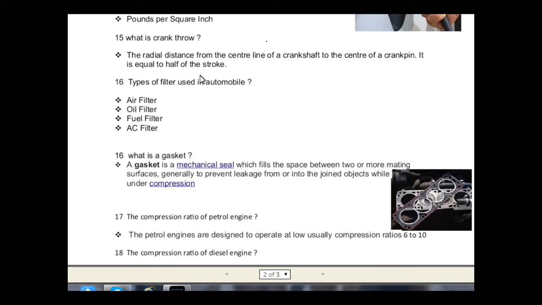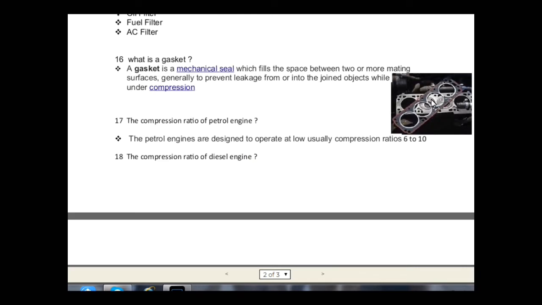The next question is, types of filters used in an automobile. There are many types of filters used in the automobile, but the most common are the air filter, oil filter, fuel filter and AC filter.